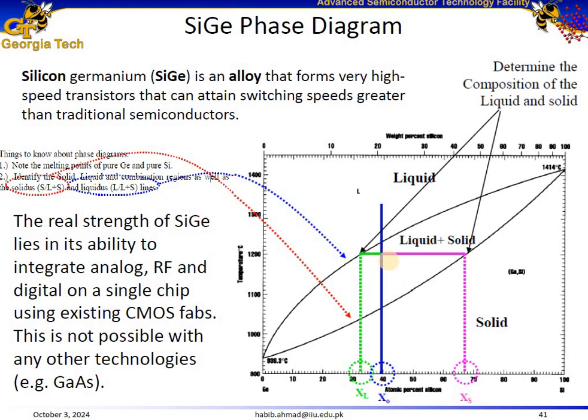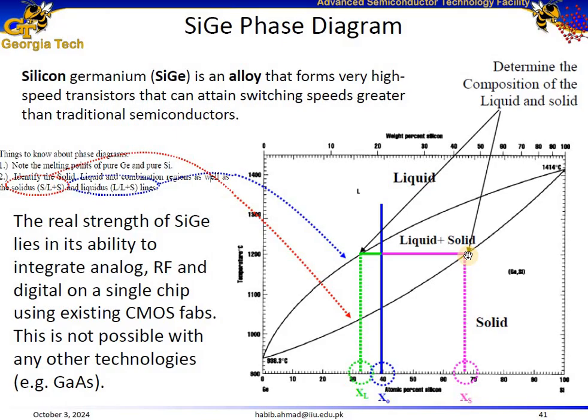Now what is the tie line method? We draw a horizontal tie line at a specific temperature. The temperature is 1200 degrees C. So we draw this tie line, which shows the coexistence of the liquid and solid phases. We draw this tie line to the solidus line and to the liquidus line. The purple line shows its extension to the solidus line, and similarly the green line shows its extension to the liquidus line.